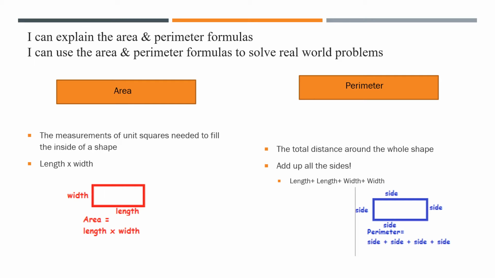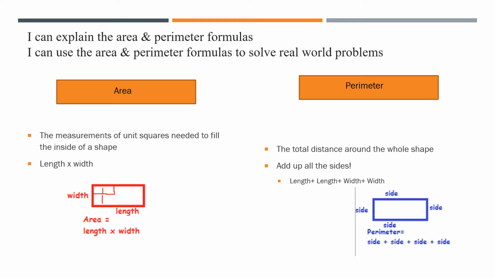An area is the measurement of unit squares needed to fill the inside of a shape. When we say unit squares, we are talking about squares that fill in the shape like this. These little squares are called unit squares. When you put in these unit squares based on the length and the width, that will cover the inside of the shape. The formula for area is length times width. Length describes the top and bottom of the shape, while width describes the sides of our shape.